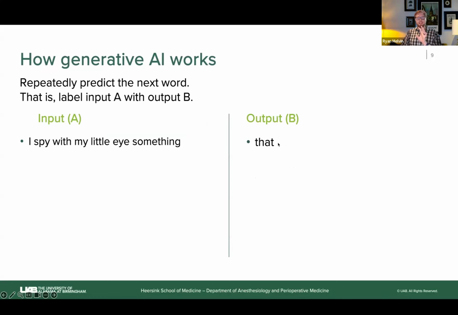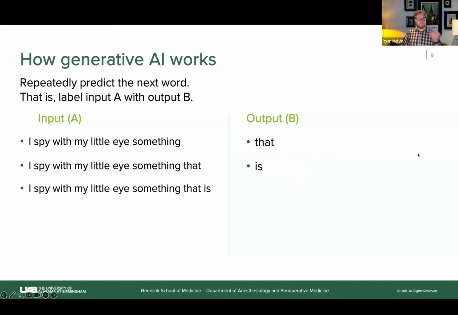I spy with my little eye something that. Well, now we actually take that new sentence, or it's a partial sentence, and use that as the input. I spy with my little eye something that. That's now input A, and we seek output B: "is." And we keep doing this. I spy with my little eye something that is green.